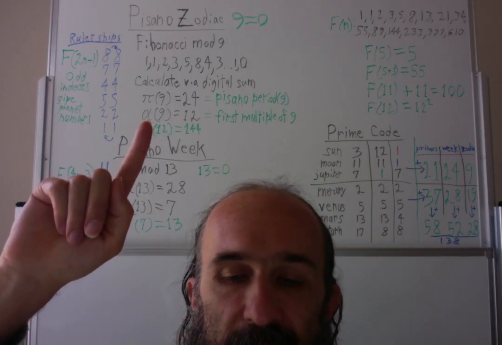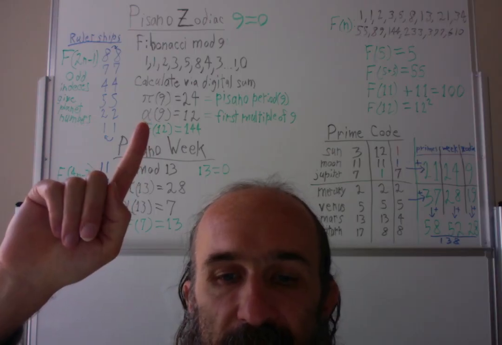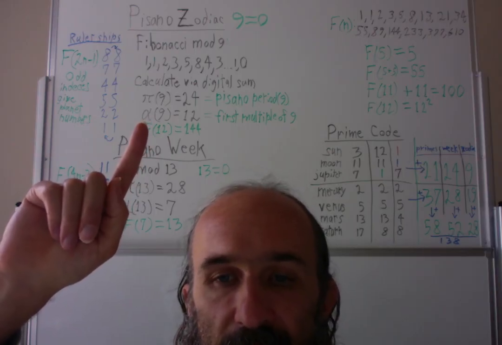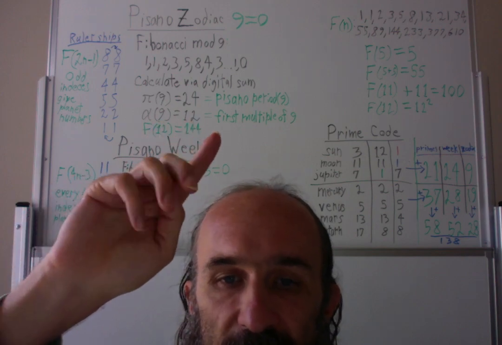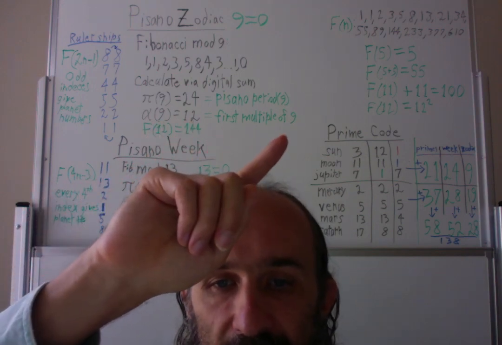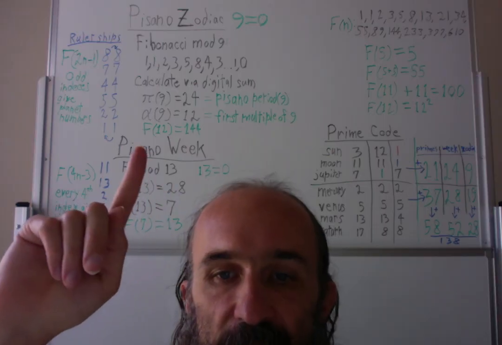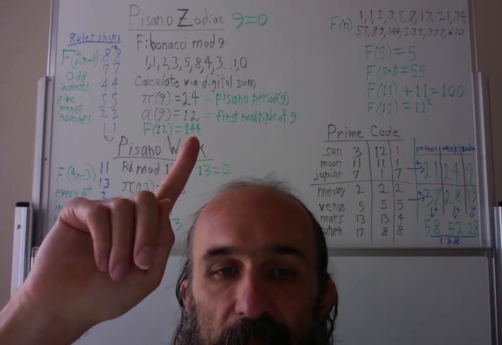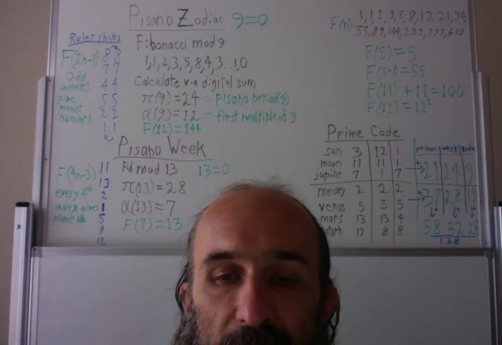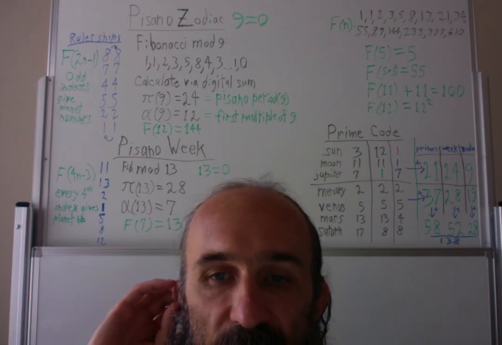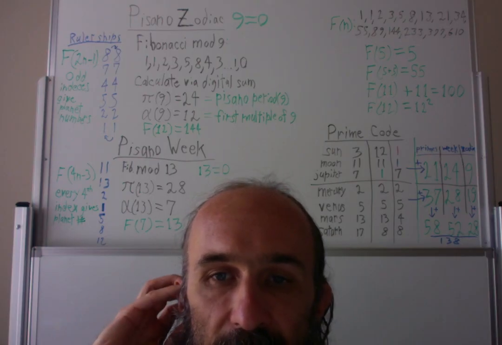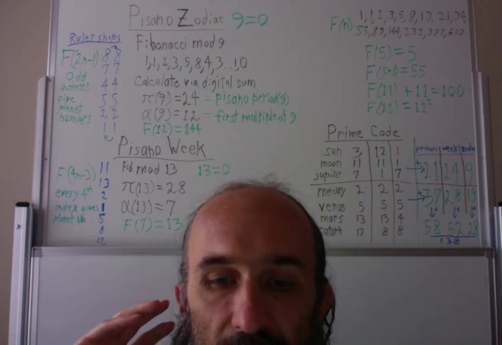It's another Greek letter which is used for different things in different contexts, and in this context alpha of 9 is equal to 12 because the first multiple of 9 happens at f of 12, which is again 144, 12 squared. That is a multiple of 9, and so it is the first 0 in the Paisano zodiac.